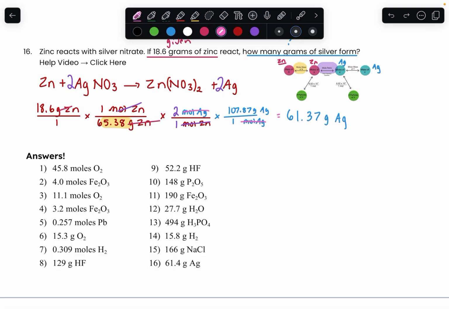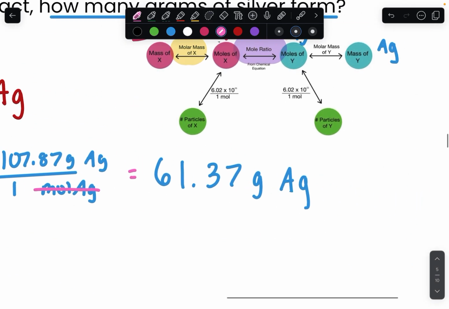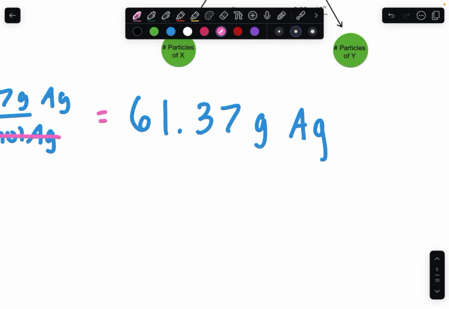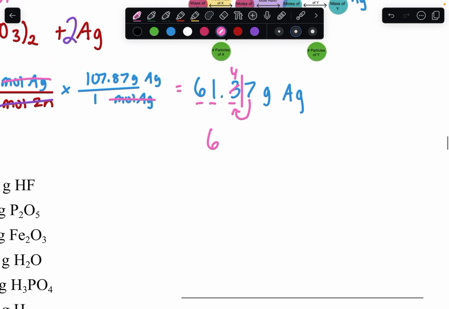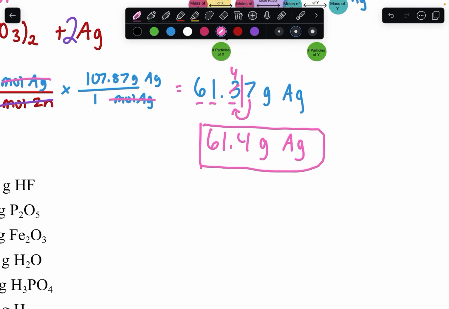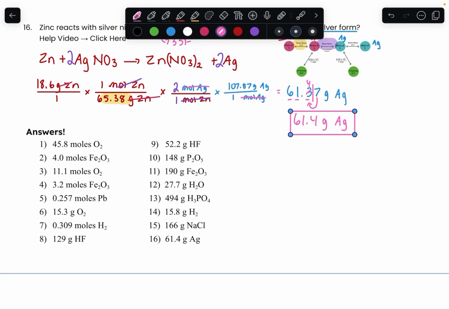How do I know to round this to 3 sig figs? I tell students to look at your given number and use that to determine the number of sig figs in your answer. Well, 18.6 has 3 sig figs. So what I will do is look at my 1, 2, 3 sig figs in this number, set up my little chopping block. Since 7 is greater than 5, we're going to round that up to 61.4 grams of Ag to match that final answer on number 16. Hopefully this helps. Have fun.